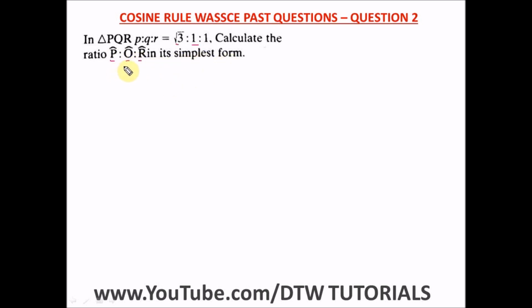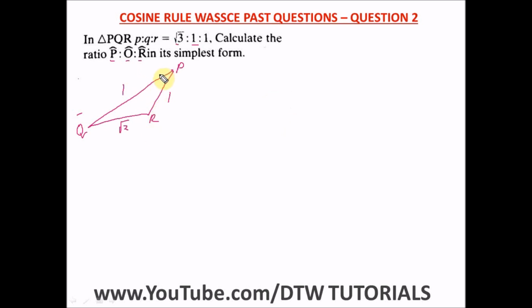So for the first angle, let's say we want to calculate angle P. Remember, let's quickly draw a triangle here. Let's say it's obtuse. We don't know yet what it is, but let's just draw a triangle. So we have P, we have Q, we have R. It says small p is root 3, q is 1, and r is also 1. Those are the sides.